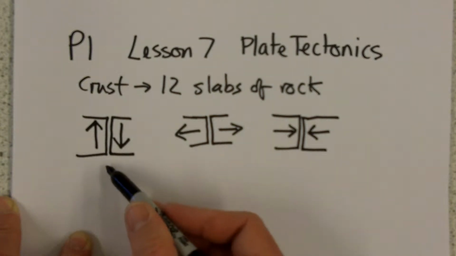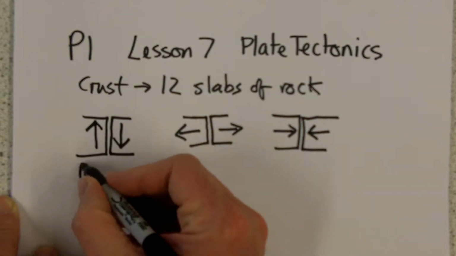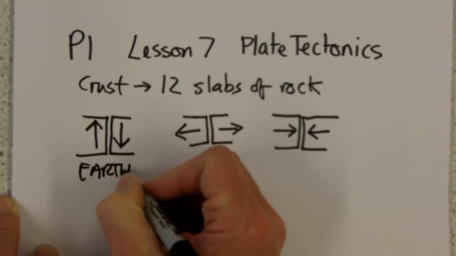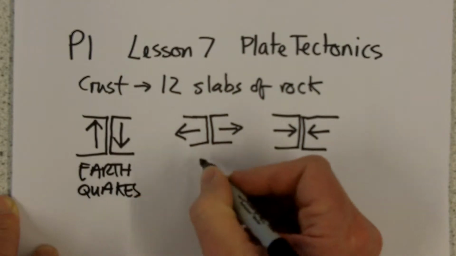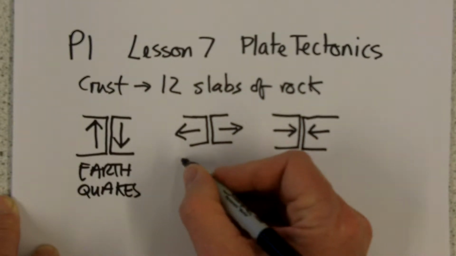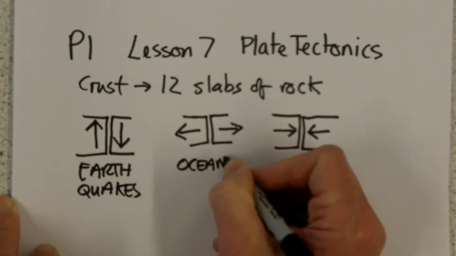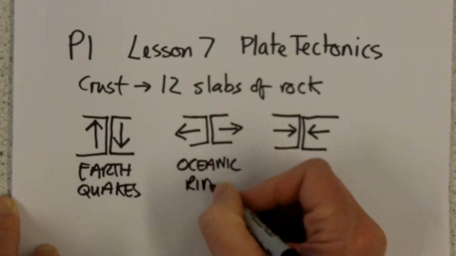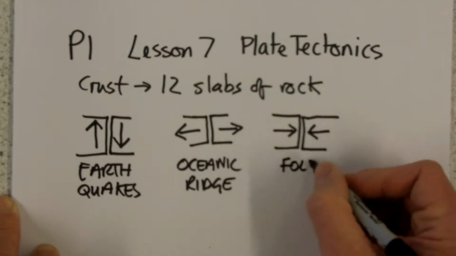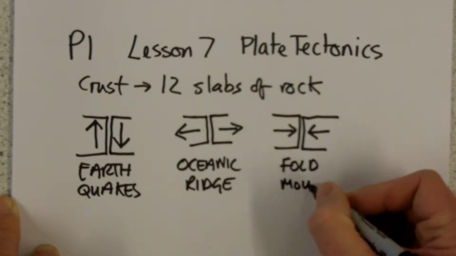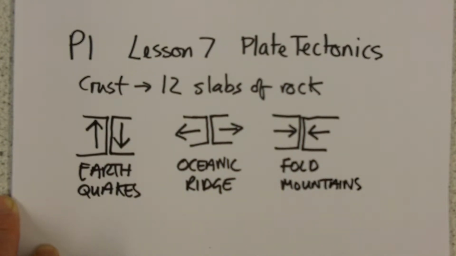Now, in this situation, when plates move past each other and get snagged, this can lead to earthquakes. Plates pushing together, plates moving apart can form oceanic ridges. And here, fold mountains or volcanoes.